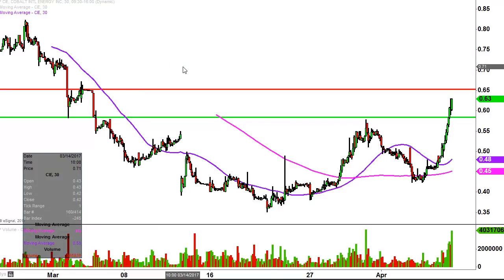So next key level of resistance going into next week: 65 cents. You can see quite a bit of price congestion right around the 65 cent area back here. So that'll definitely be the next hurdle that the bulls are going to have to cross.